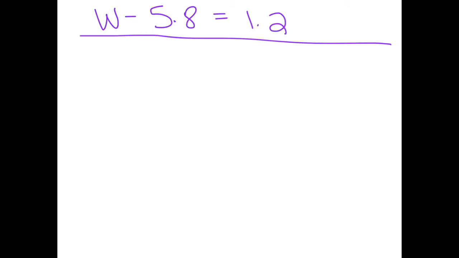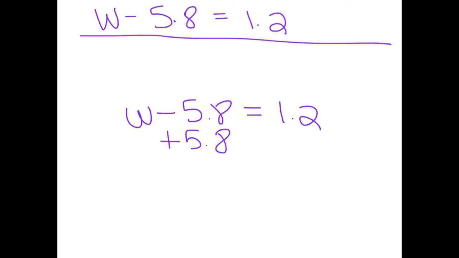This is our problem, and we need to figure out what W represents. So we rewrite the problem below. And the first thing we need to figure out is what the opposite of subtraction is, which is shown on the left side of the equal sign. And since the opposite of subtraction is addition, we need to add 5 8/10 on both sides of the equal sign.